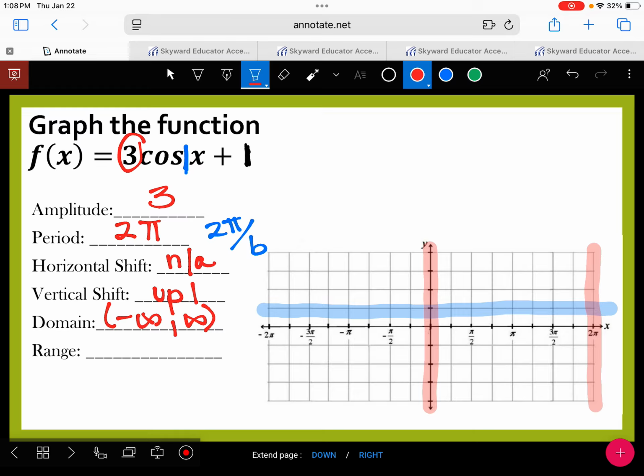And what's my amplitude? 3. Hop up 3 from the middle. 1, 2, 3. So your first point is going to be all the way up here. Again, everybody look at me. You start at the middle. But for a cosine, the amplitude tells you how far to go up. Okay? So because that's a 3, I'm going to hop up 3 from the middle. Not from 0, from the middle, which is 1. So hop up 3. 1, 2, 3. So we got our first point right there.